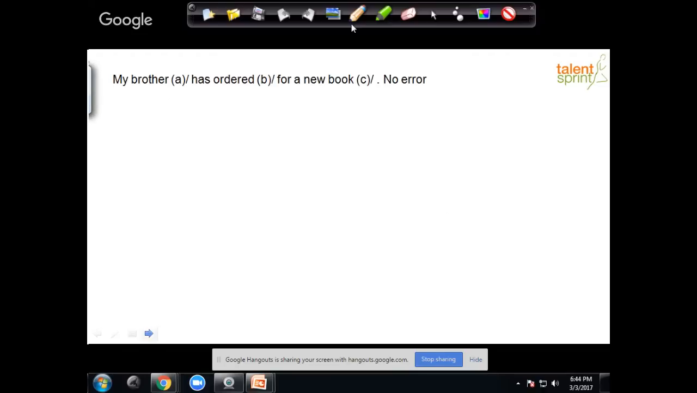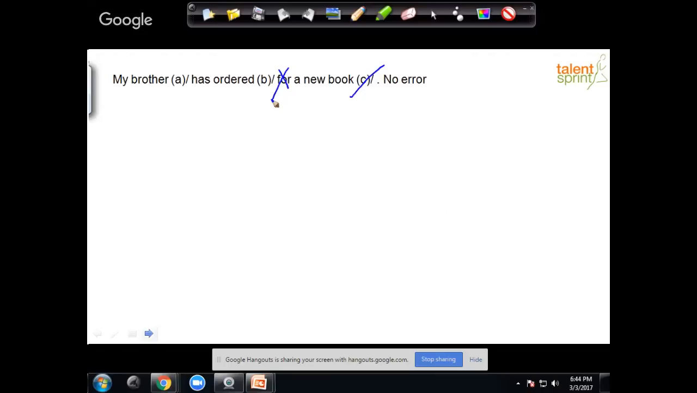Pramod says option C. Are you sure? And Pramod is correct. So quickly, option C is where the error is. Yes, that is correct. What you need to do is delete this for.